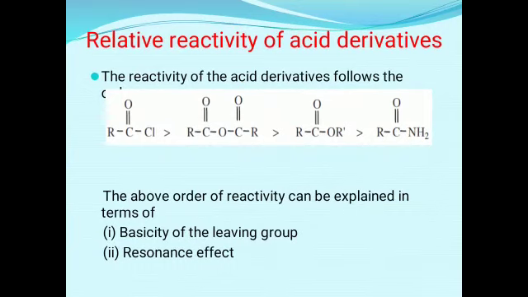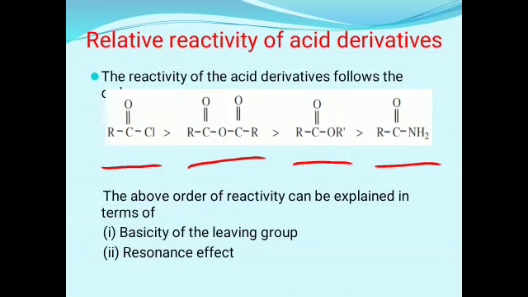Next, we are going to discuss the relative reactivity of acid derivatives. So far we have discussed 4 acid derivatives. The first one is acid chloride, then acid anhydride, ester, and the fourth one is amide. Among the 4, which has more reactivity? Among the 4 acid derivatives, acid halide is more reactive than acid anhydride, which is more reactive than ester, and the acid amide has the least reactivity.